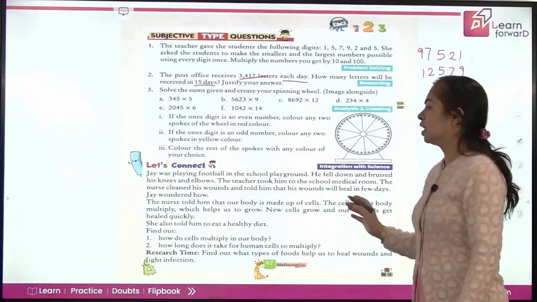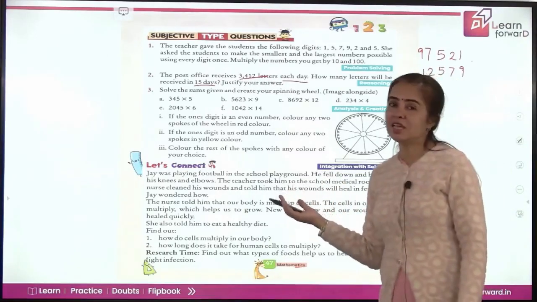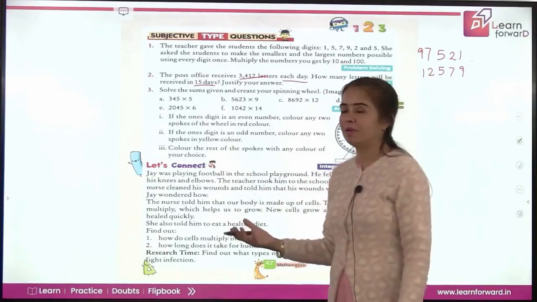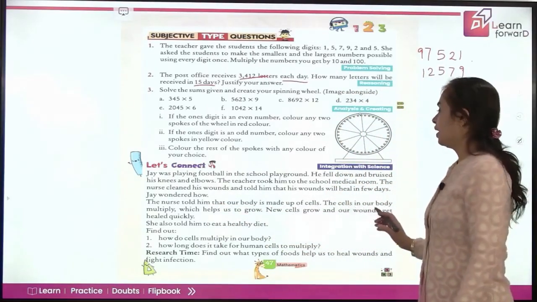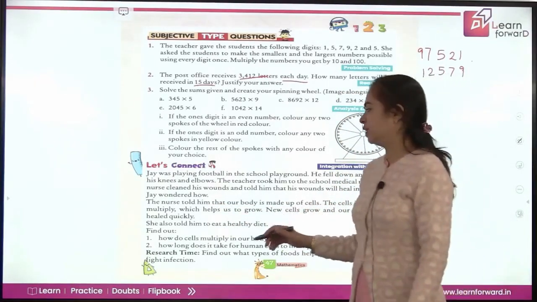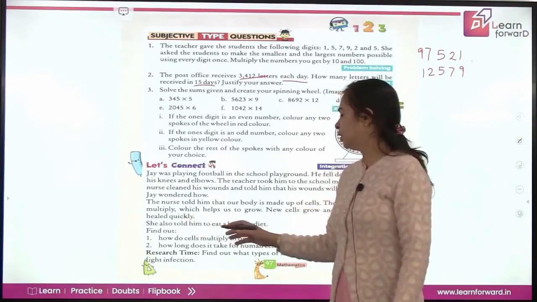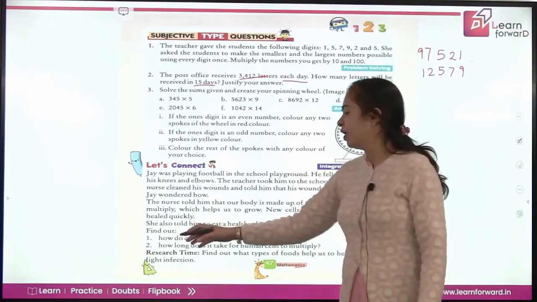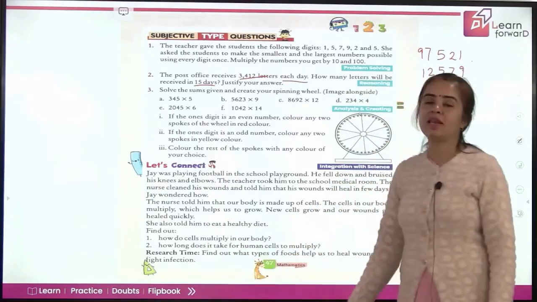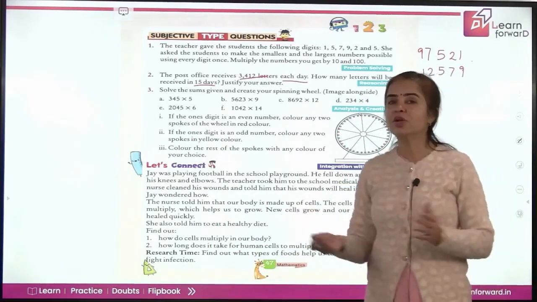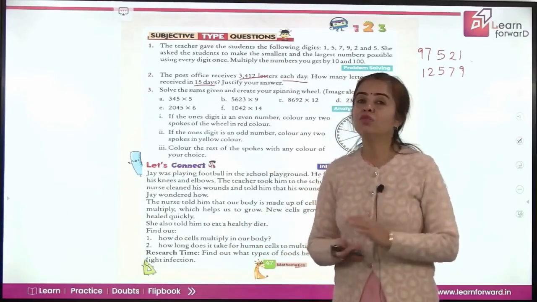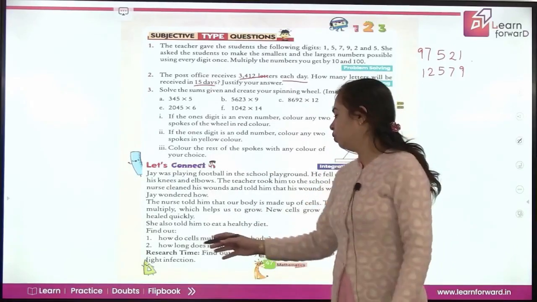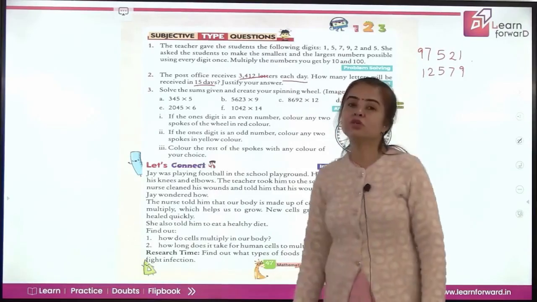The cells in our body multiply. See, the body is also using multiplication, which helps us to grow. Now, new cells grow and our wounds get healed quickly. She also told him to eat a healthy diet. Find out how do cells multiply in our body. So, your science teacher is going to explain to you how the cells multiply in our body and how we grow. And how long does it take for human cells to multiply.